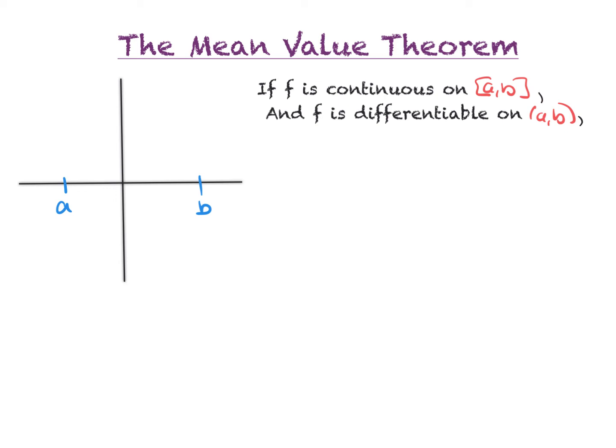Okay, so let me do that to the best of my ability. Let's draw A to B. Cool. So f of A and f of B are different, so it's not like Rolle's theorem in the third condition. Then what the mean value theorem says is this: there must exist a c in between a and b where, now this is the different part, f prime of c is equal to the slope of the line between f of a and f of b.